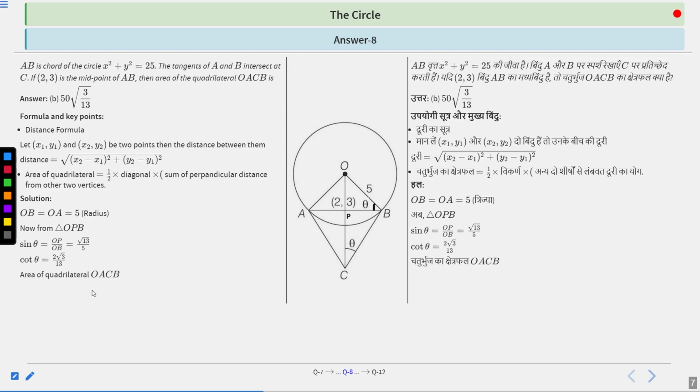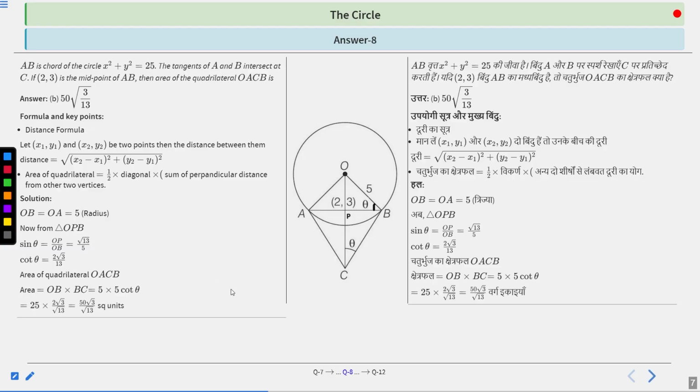Therefore, the area of quadrilateral OACB is OB into BC. You can see this: if this angle is theta, then BC can be calculated as 5 cot theta, right? Therefore, area is OB into BC, where OB is 5 and BC is 5 cot theta. Therefore, it is 25 into cot theta.